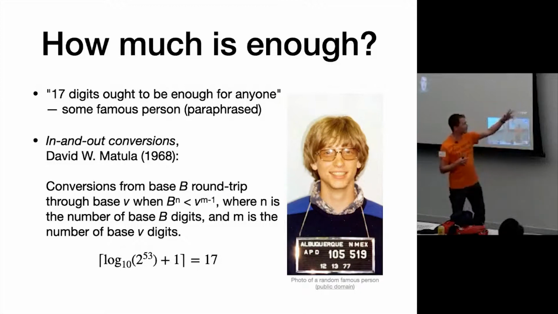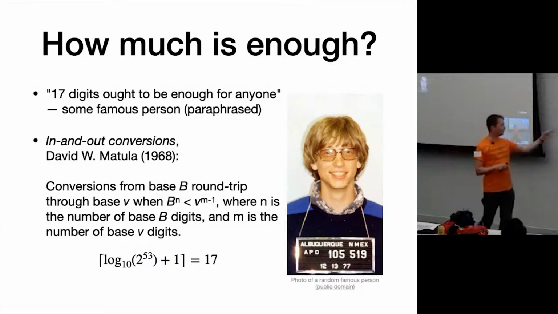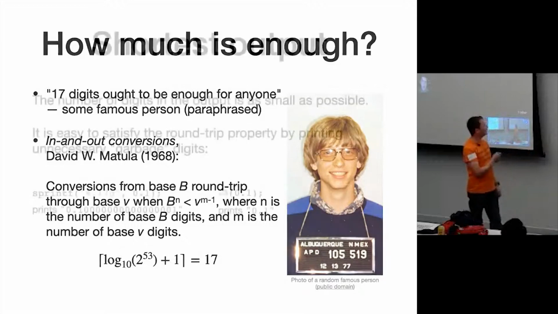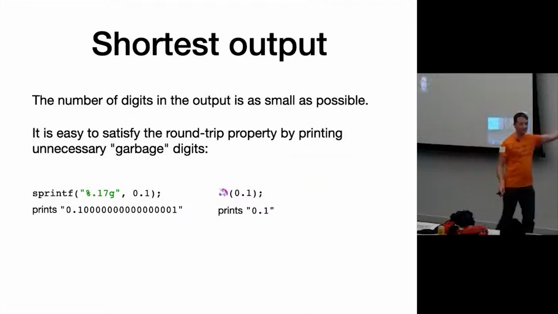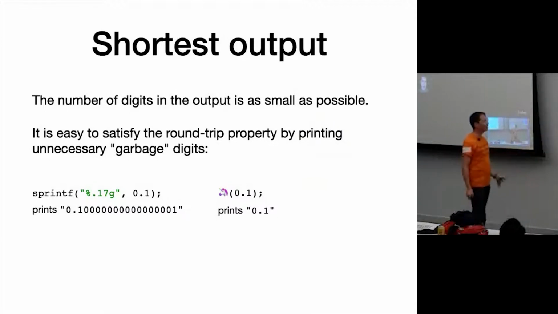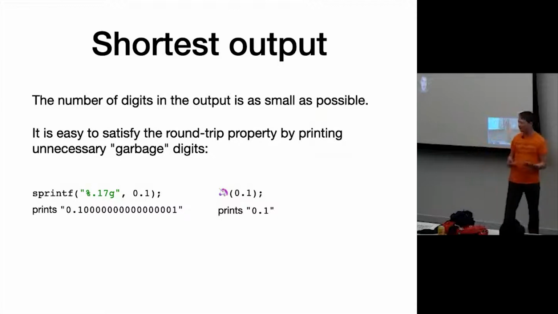It has been known again from the 60s, from the paper on in and out conversions by David Matula. If we plug in the numbers for IEEE double, then we get 17 digits. You can actually get the round trip property if you plug in 17 with the correct specifier. But the problem is that it conflicts with our second property. We get round trip, but we now don't get the shortest output, so we lose the second property.